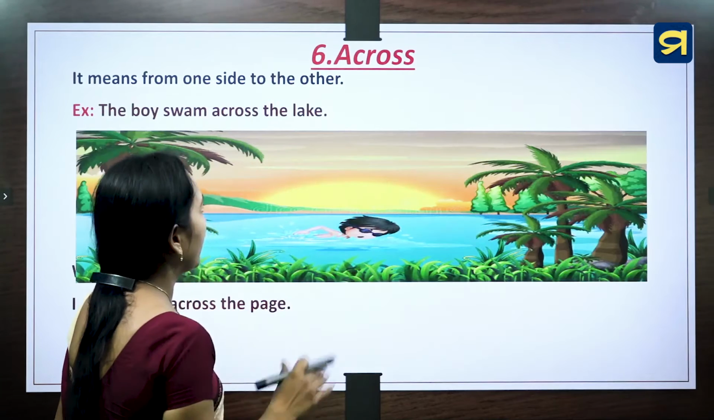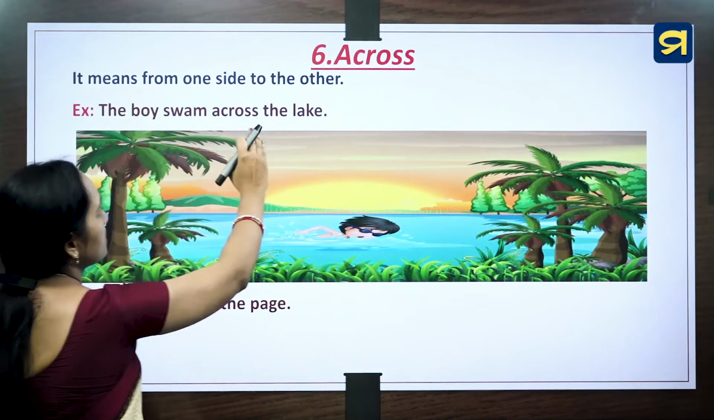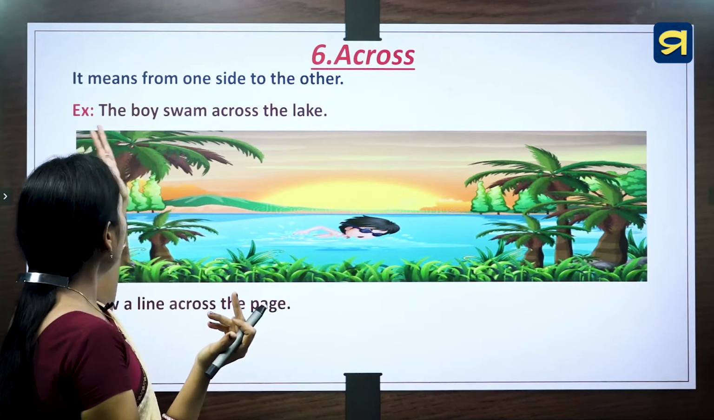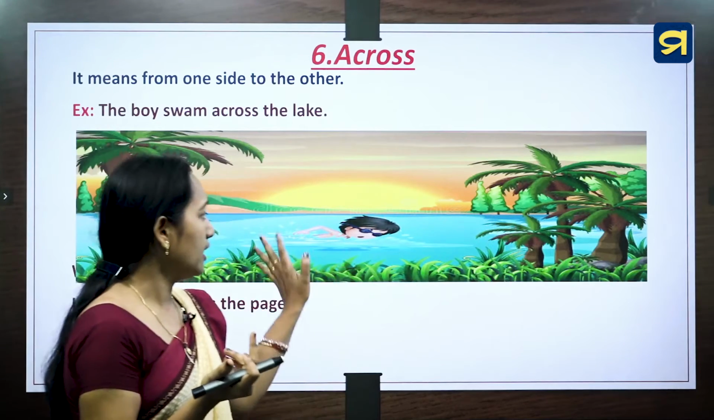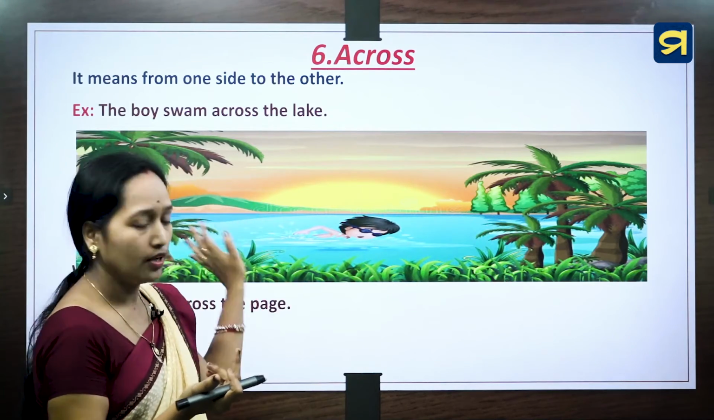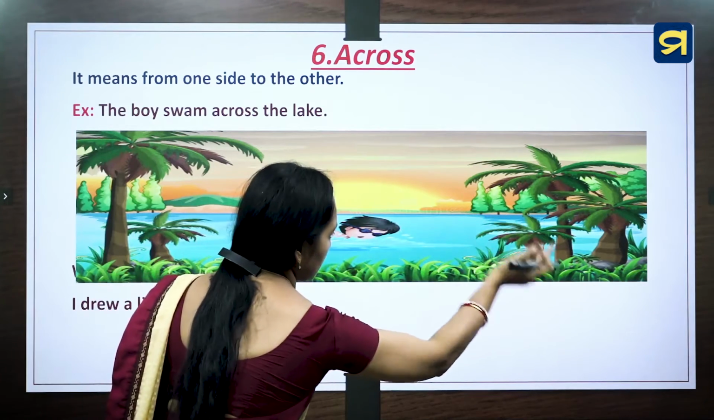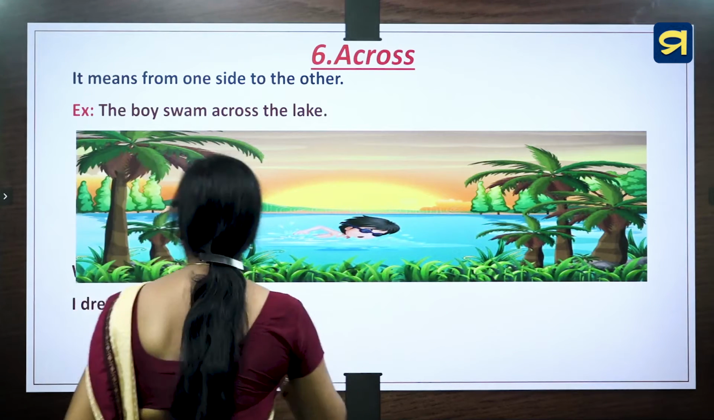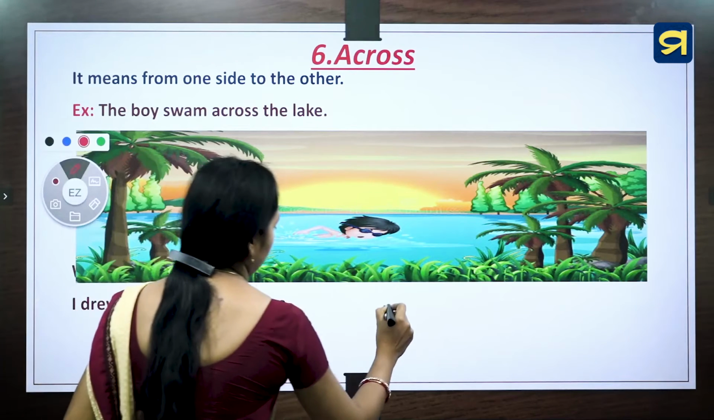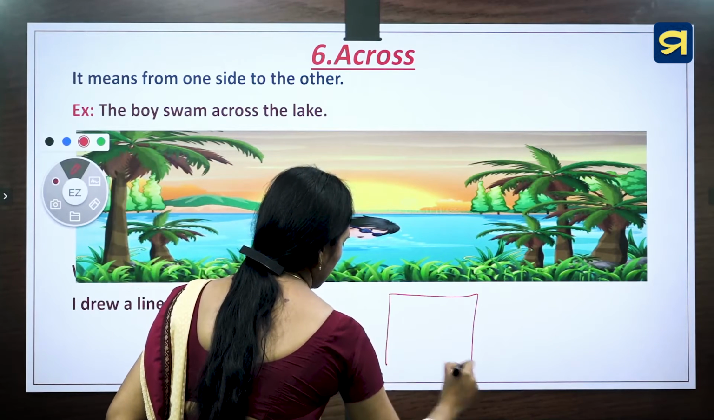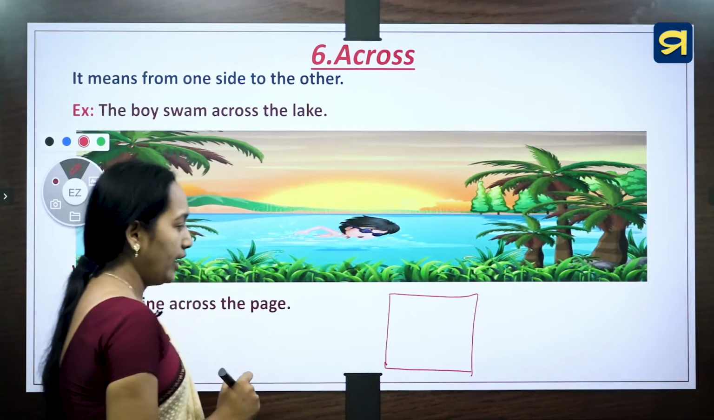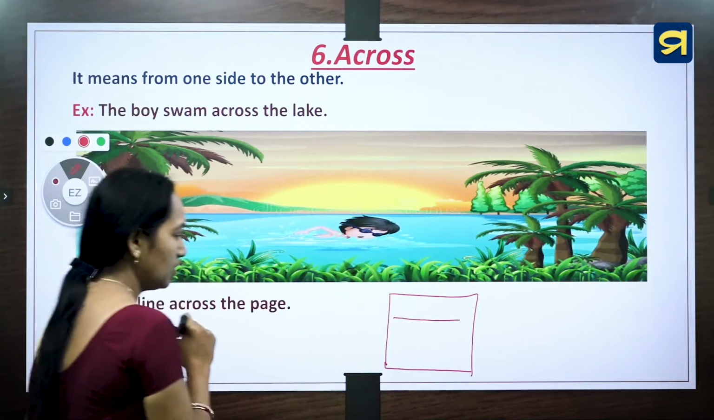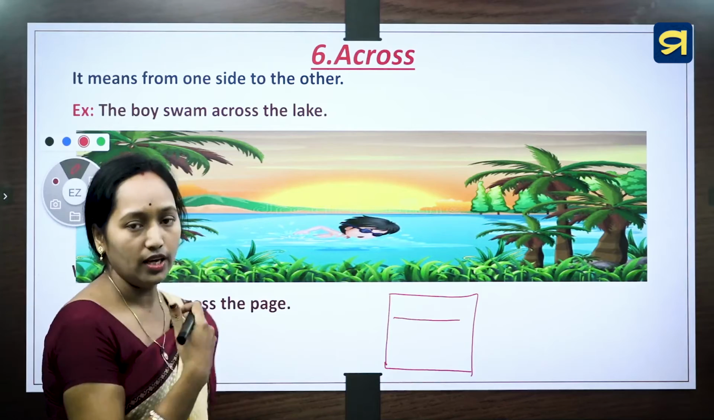Next preposition, across. Across means from one side to the other. Example: the boy swam across the lake. This is your lake, and the boy swam from this side to that side. Or we can say, I drew a line across the page. Suppose this is your page, and you are drawing the line from this side to that side. I drew a line across the page.